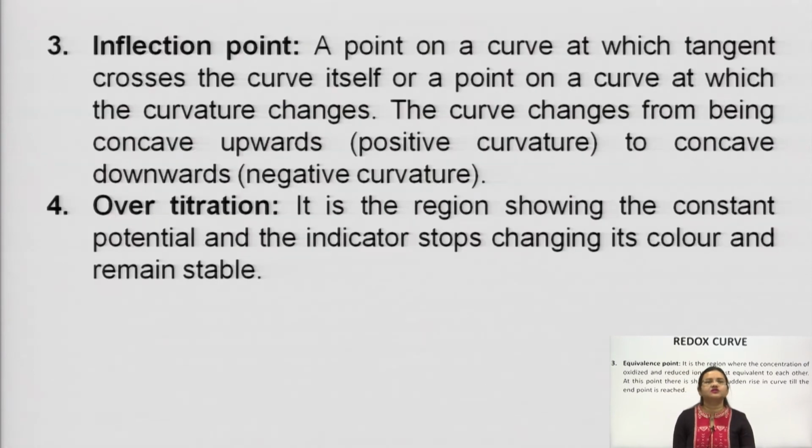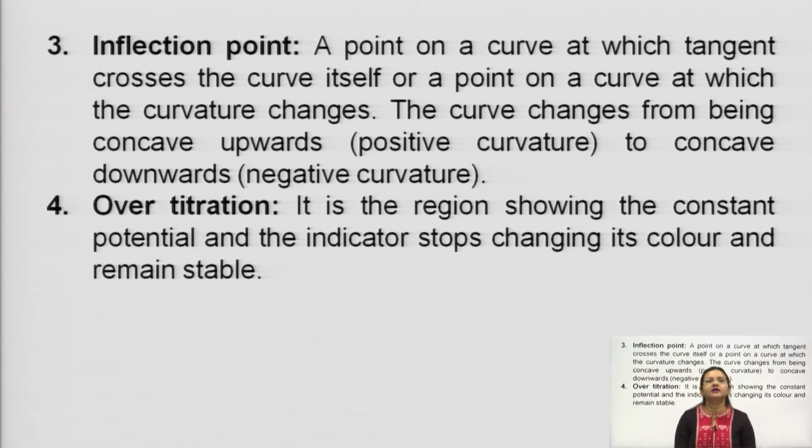Then after equivalence point comes the inflection point. It is a point on which tangent crosses the curve itself, the point at which the curvature changes and the reaction again becomes horizontal and very slow, because our end point is already achieved and there are no more sudden changes in the concentration of oxidant and reductant.